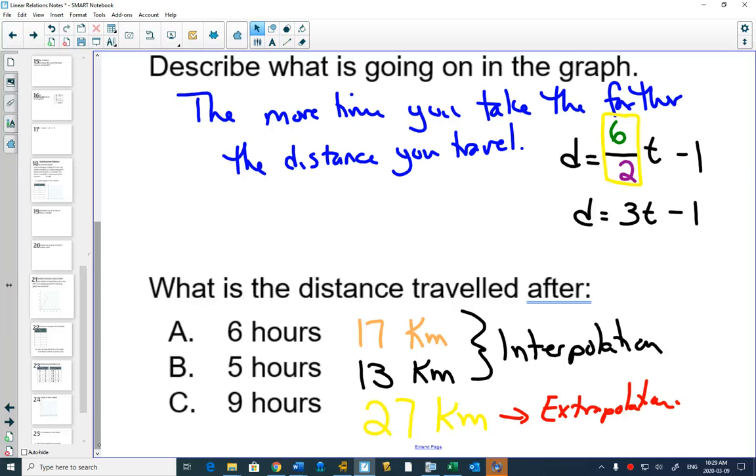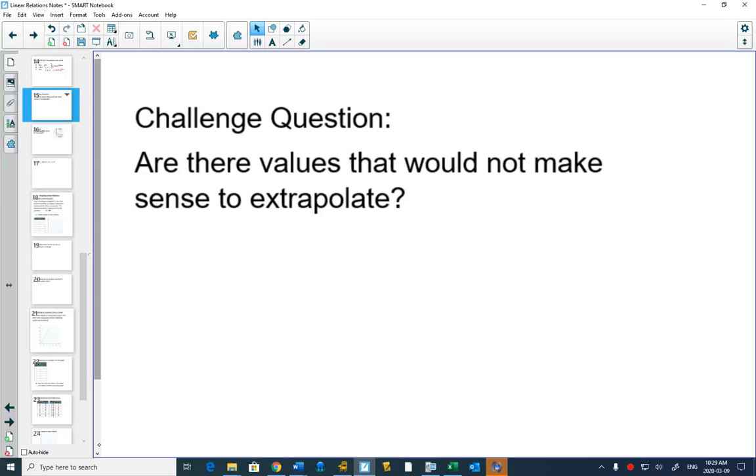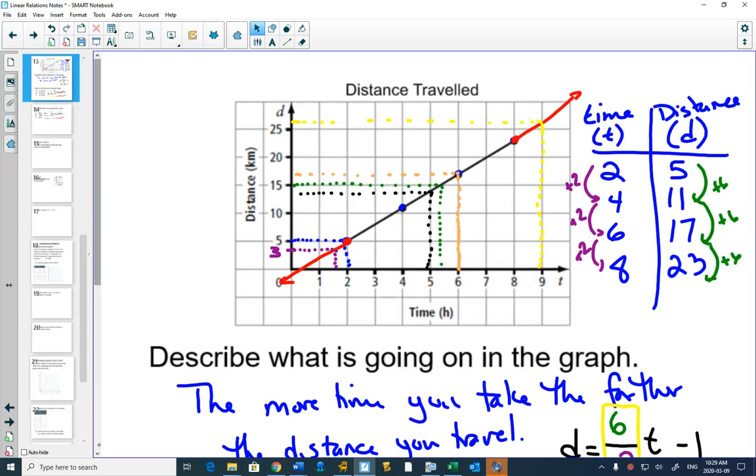So now thinking about this same thing, the question is, are there values that would not make sense to extrapolate on here? So we've got the time you've traveled and the distance you've gone. Sometimes when you go beyond your data, it's extrapolation with the red line. Are there extrapolation times that actually don't make any sense with this question? 0? Okay. Based on our graph, at 0, apparently you would travel backwards. So that seems to not make sense.